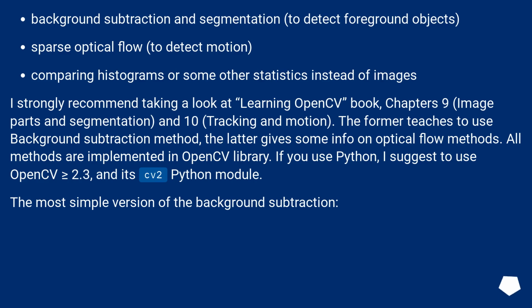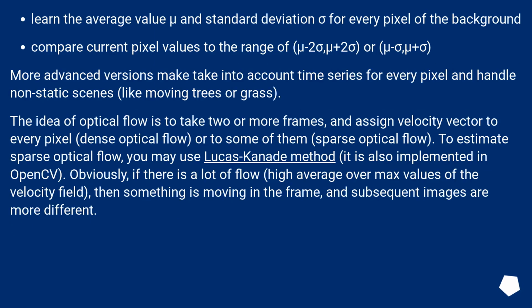The most simple version of the background subtraction. Learn the average value mu and standard deviation sigma for every pixel of the background. Compare current pixel values to the range of mu minus 2 sigma, mu plus 2 sigma, or mu minus sigma, mu plus sigma. More advanced versions may take into account time series for every pixel and handle non-static scenes, like moving trees or grass.